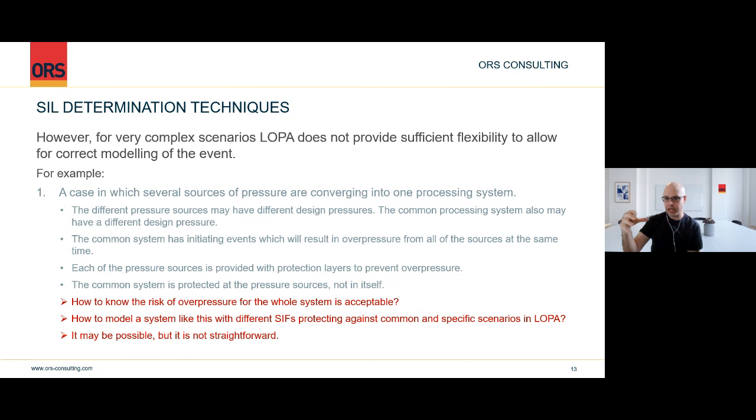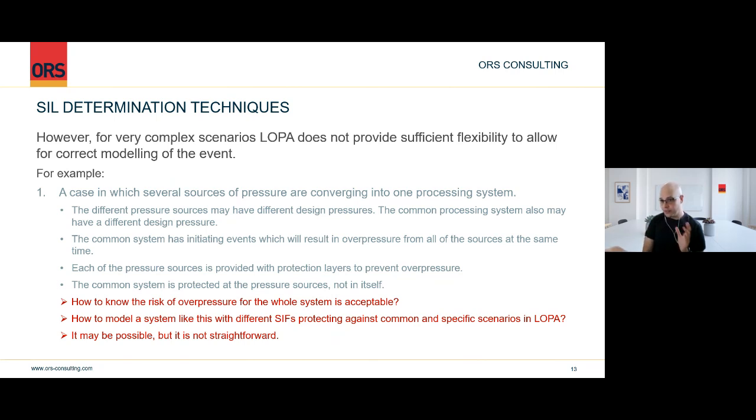One example I encountered recently, a month ago or so, was that we had several sources of pressure which converge into one processing system, right? So imagine you have multiple oil wells all going through a lot of manifolds and ending in a common separator, right? And that's a fairly typical arrangement in oil and gas, right?